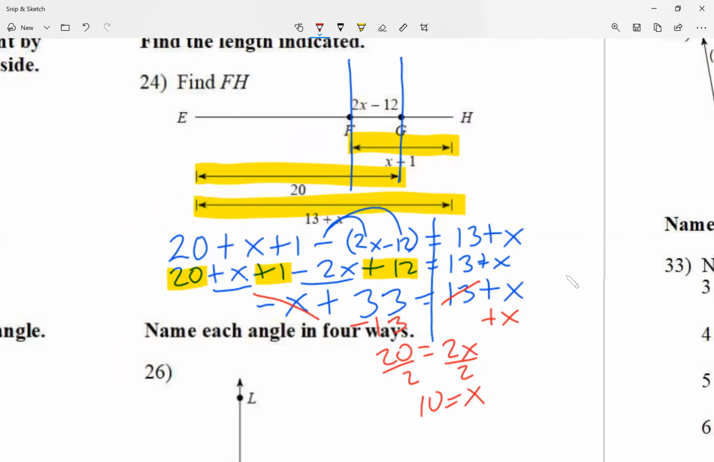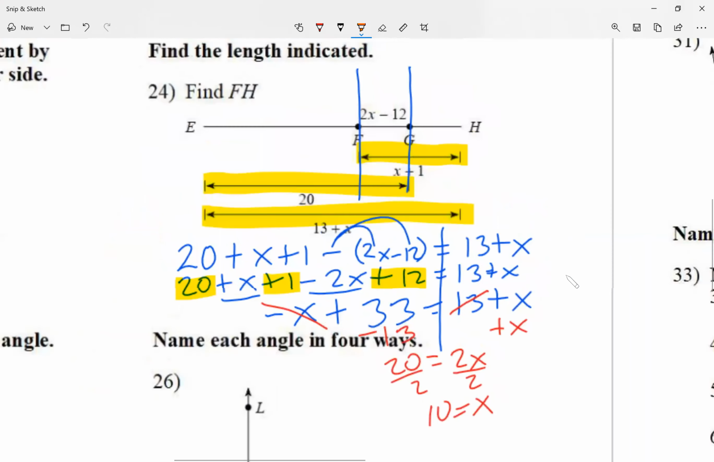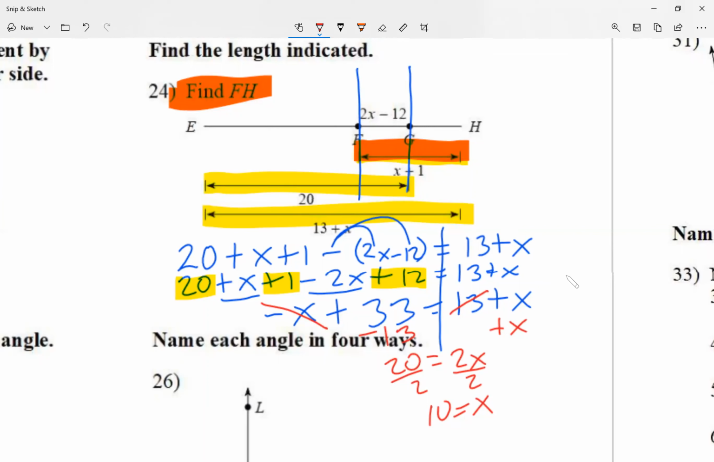The question here is find the measurement FH. It doesn't say solve for x. FH. I notice from F to H is a distance x plus 1. I know what x is. So initially it is x plus 1, but I know the value of x, so let me write this as 10 plus 1, which is better known as 11.